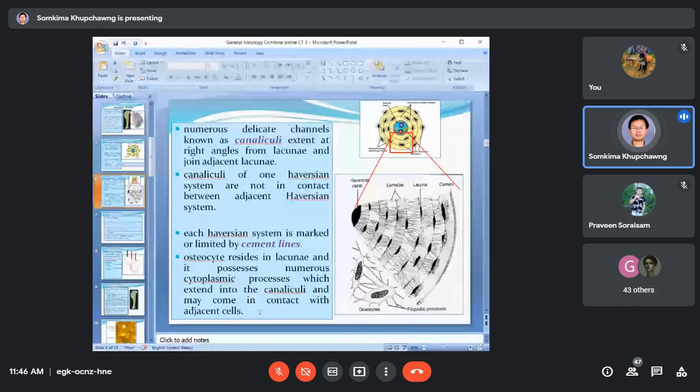Last class we discussed the different cartilages and the bones also. In case of cartilage, there is no contact at all between the adjacent cells of the cartilage. But in case of the bone, the osteocytes may contact the adjacent osteocytes.